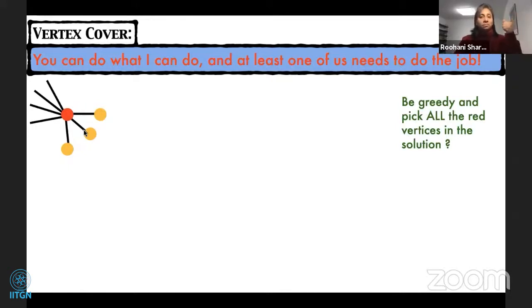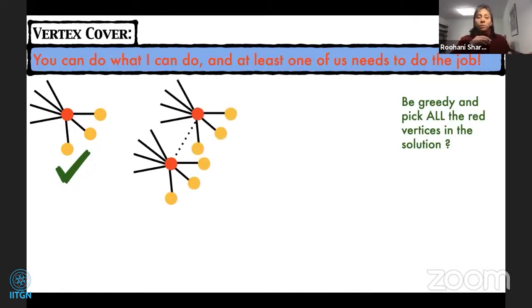If you pick a yellow vertex, it can kill only one edge, whereas red ends up killing more than what a yellow vertex would do. So in this case, we can in fact greedily pick red in the solution and drop the budget by one, and then remove all yellow vertices because they become isolated in the graph. And similarly, we can apply this rule in combination also.